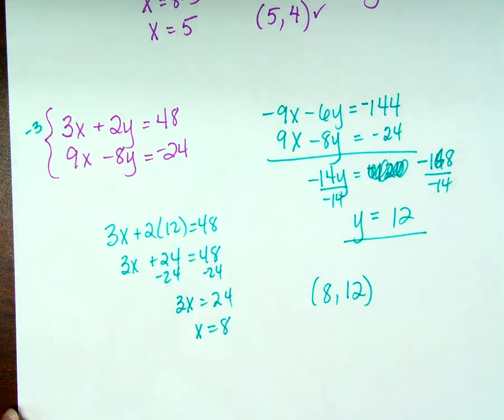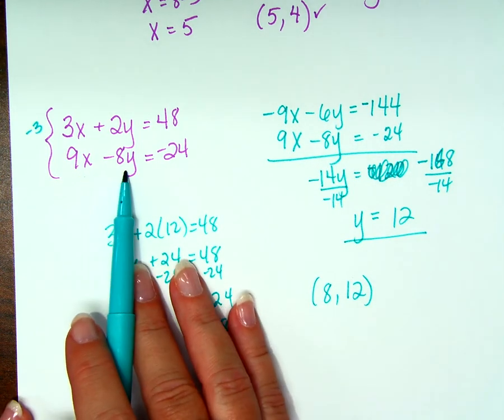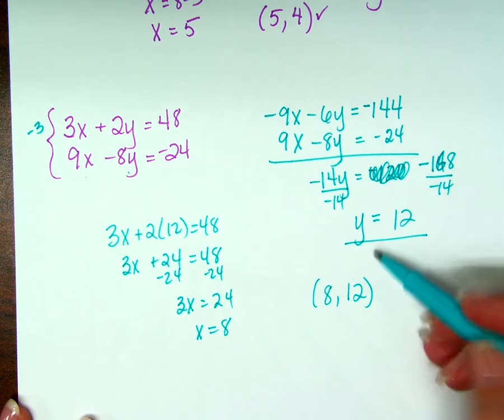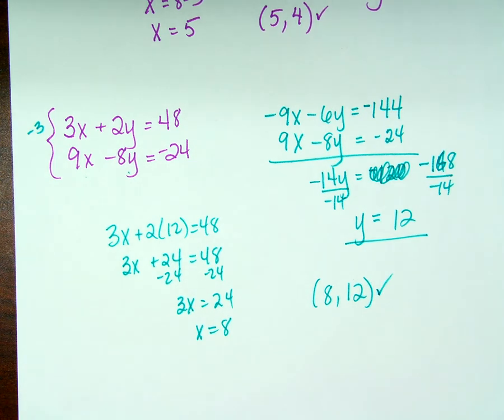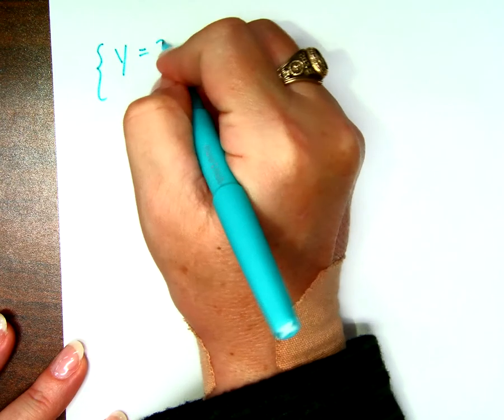And of course we would want to plug it back in. 24 plus 24 equals 48. So that one's correct. And then 72 minus 8 times 12, 96, equals negative 24. It does. Okay? You alright with that? Any questions about that so far? Is any of this new? No. Okay. Just new when I mess up.